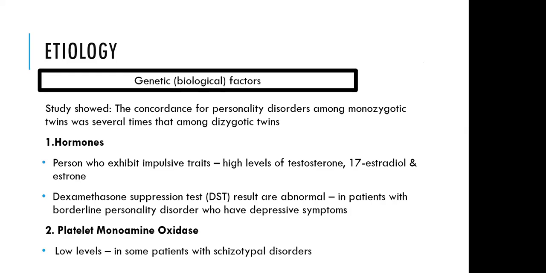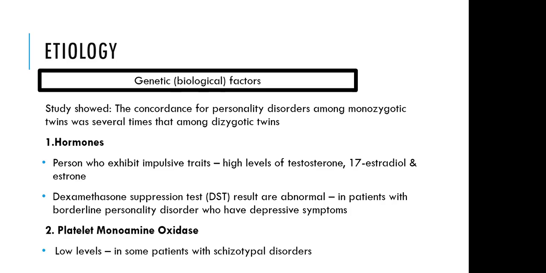So this tallies with non-human studies where androgen increases the likelihood of aggression and sexual behavior. Plus, with the NSD results are abnormal, seen in patients with borderline personality disorder who have depressive symptoms. So we also have abnormal cortisol levels.